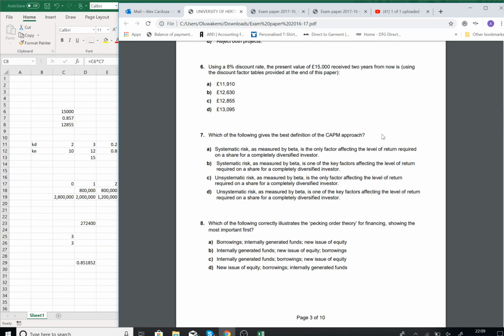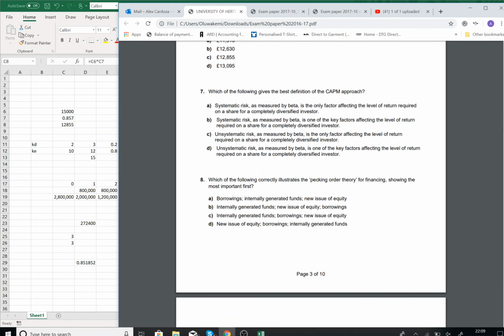Remember what we said, we did this last time. So it would be B. So systematic risk as measured by beta is one of key factors affecting the level of return required on a share for a completely diversified investor. That is the correct answer.